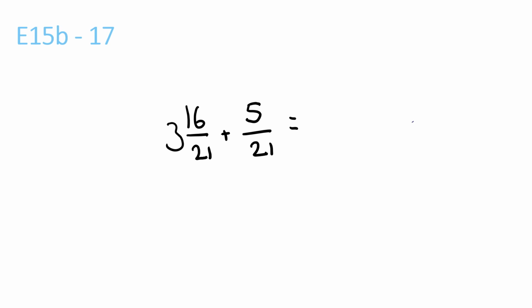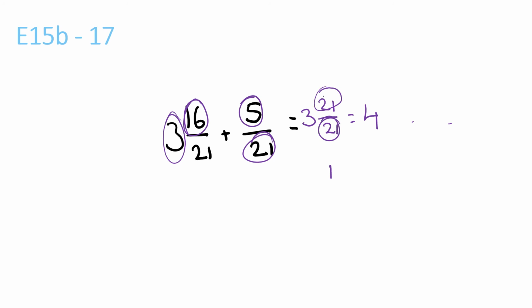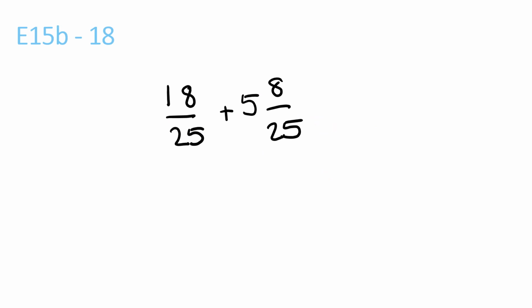So we have 3 and 21 over 21, because 16 plus 5 is 21. Bring the 3 over, and the bottom one stays the same, is equal to 4, because 21 over 21 is equal to 1, as the top and the bottom are both the same. Then you get the 3. 3 plus 1 is equal to 4.